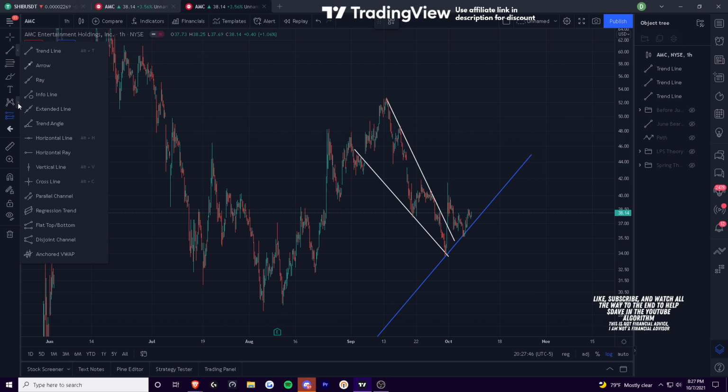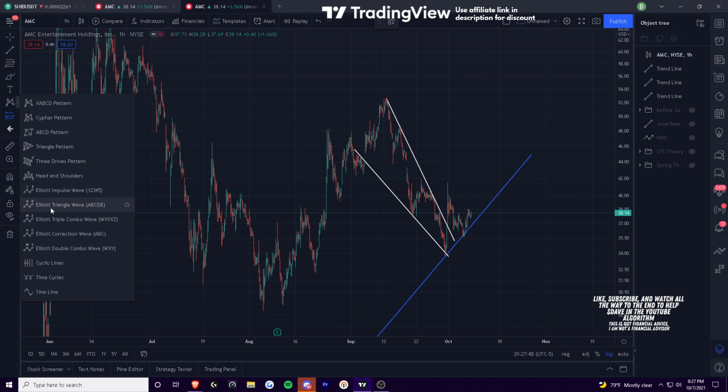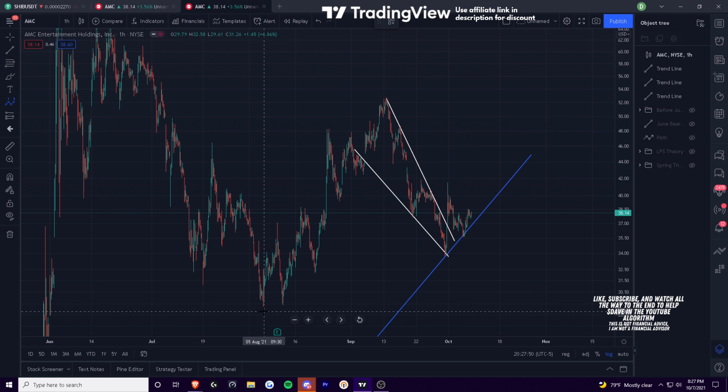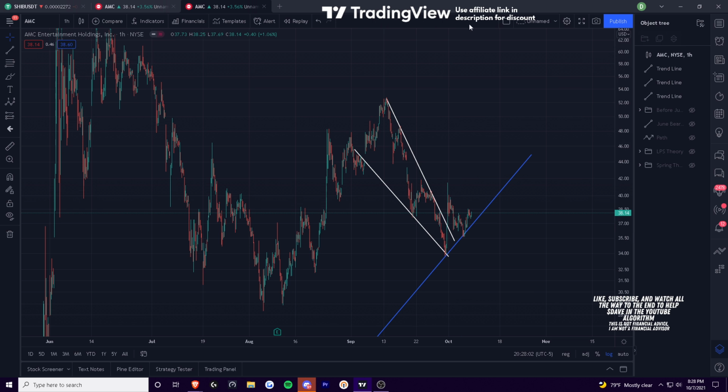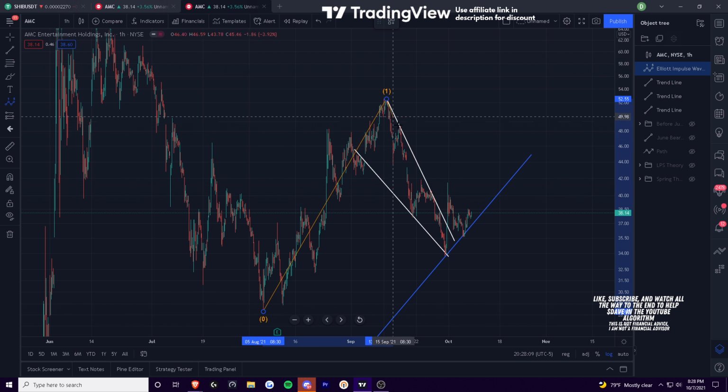Still getting used to the location of these things, so I use TradingView on my phone much more frequently. But basically, if you're familiar with Elliott wave, the impulse wave is a 5-wave sequence up, right? And those 5 waves are made up of smaller 5 waves, and I'll show you that as well.